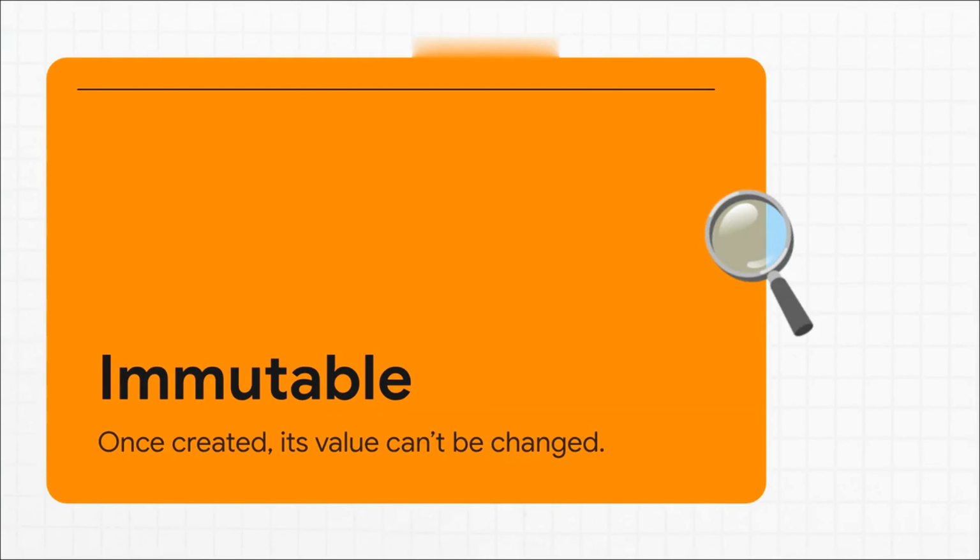Now, this is a really crucial concept to get. Immutable literally means that once a string object is created in memory, its value can never, ever be changed. So just think about that for a second. What does that imply when you want to change it?